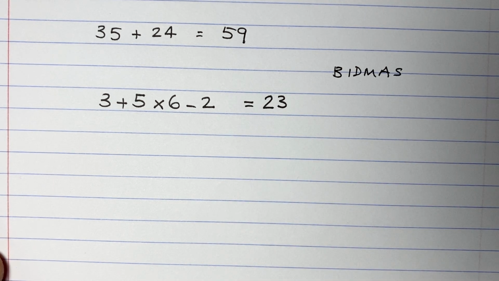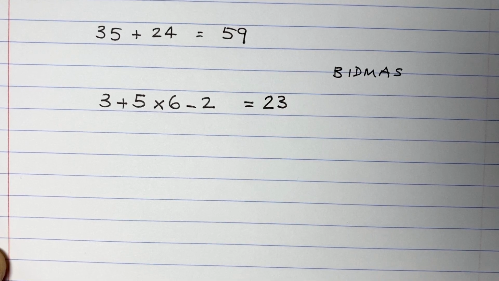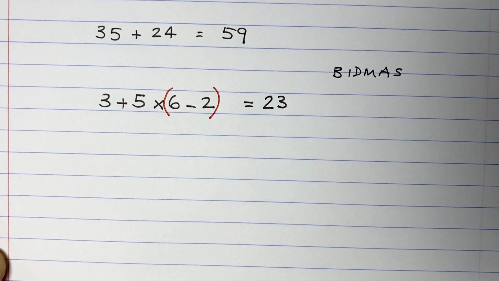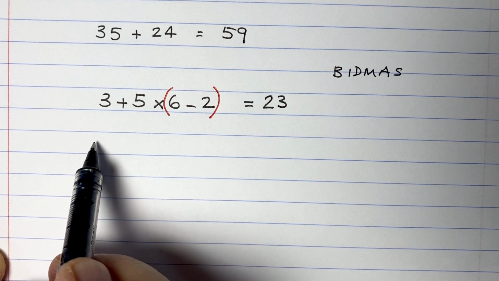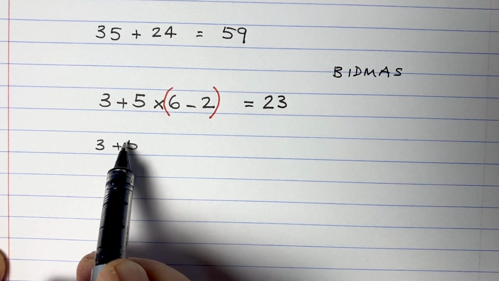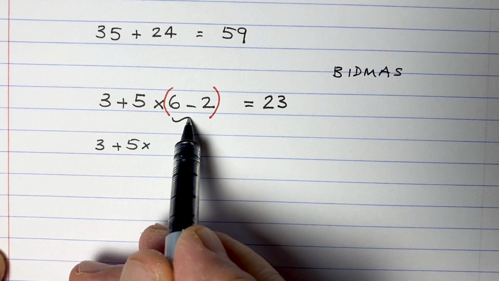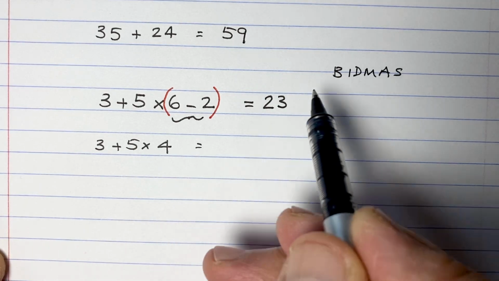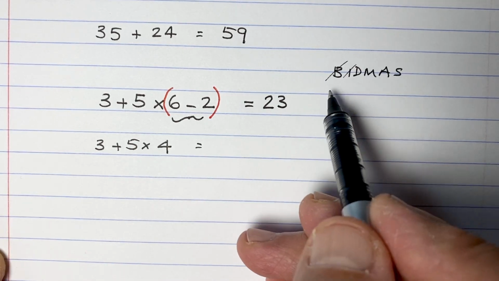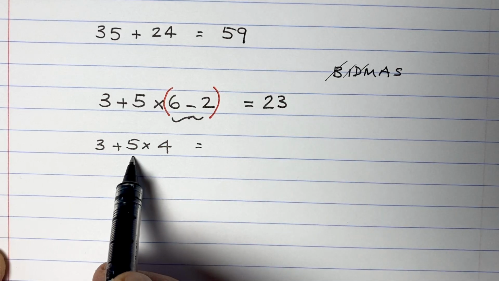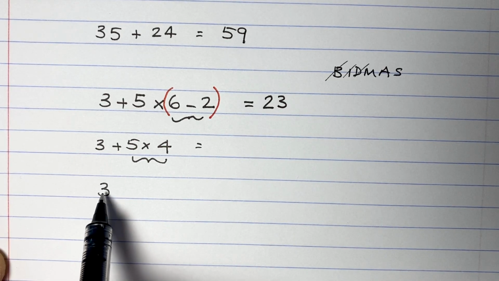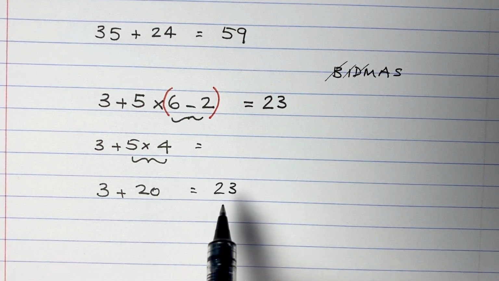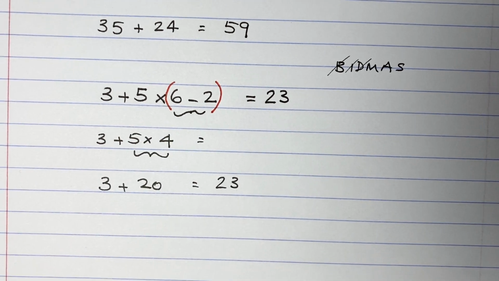So by looking here, I can see if I put the bracket around 6 and minus 2, I will have 3 plus 5 times 6 take away 2 makes 4. So I've done the brackets. There's no power, there's no division. Then I will have to do the multiplication. So 3 plus 20, the answer would be 23. So I put the bracket in the right place.